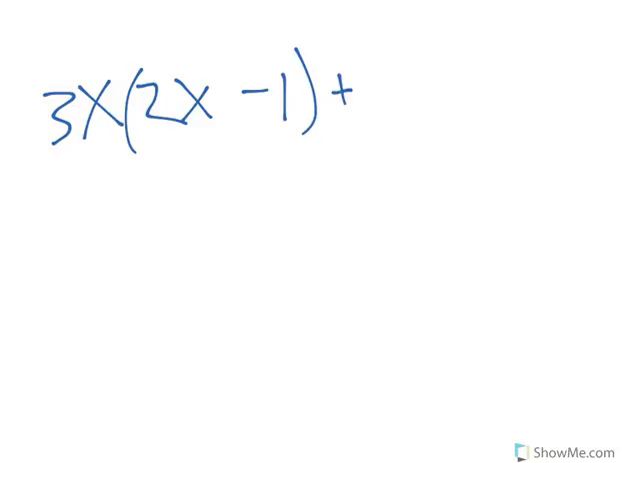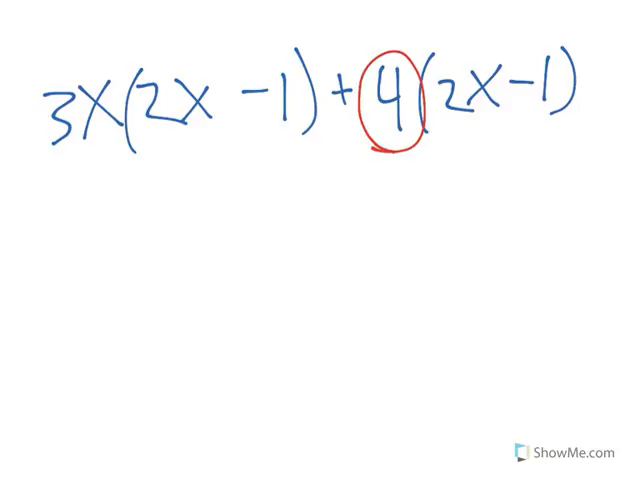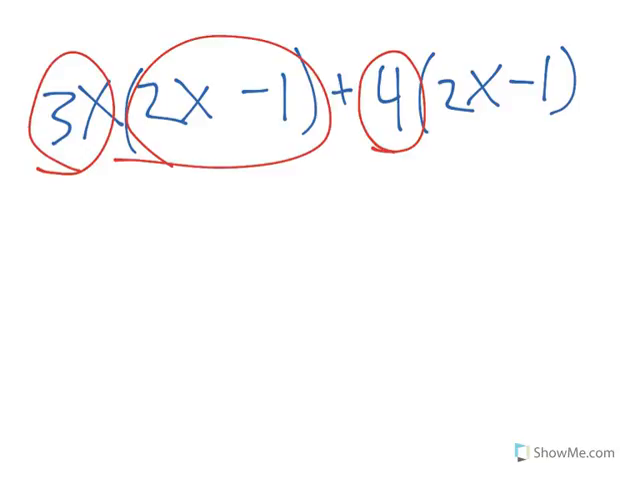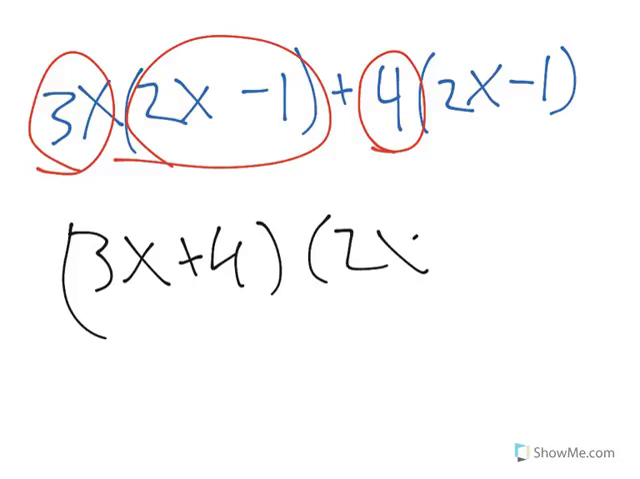So you have a 3x of 2x minus 1 and plus 4 of 2x minus 1. Change those colors. So now we can see what we want in order to make this a decomposed function, which is 3x plus 4 and 2x minus 1.